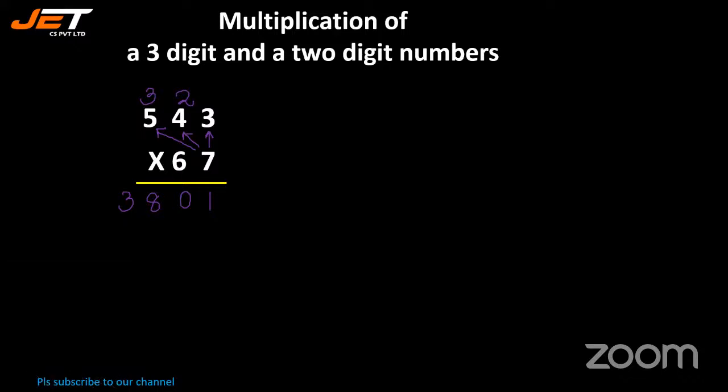Now, we will go to the next number. And if we are going to the next number, we have to put a 0. We have to go to the next line and put a 0. Now, 6 times 3 first, 18. 6 times 4 is 24. Plus 1 is 25. 6 times 5 is 30. Plus 2, 32.